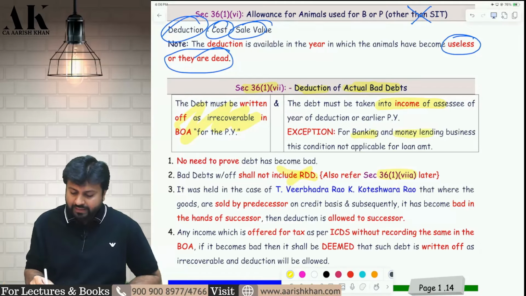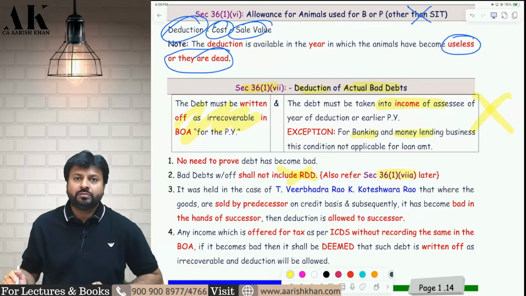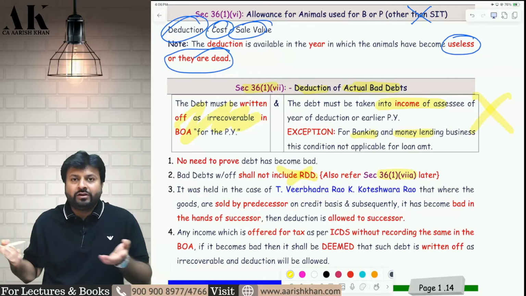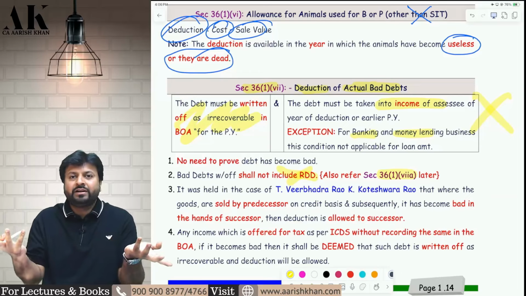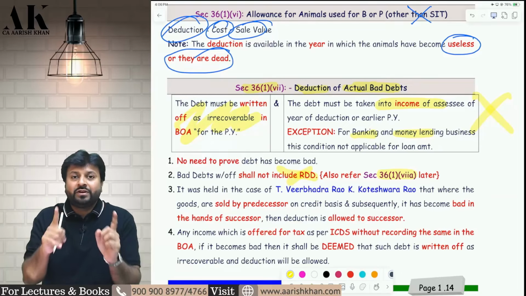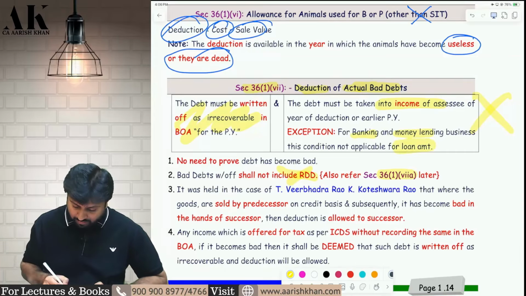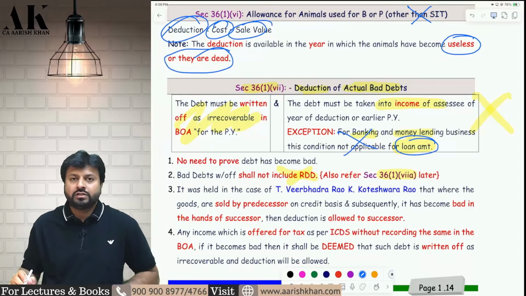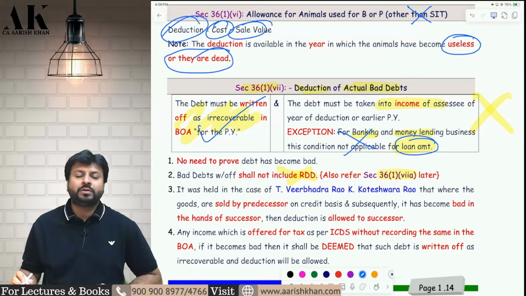But for banks and money lending institutions, that second condition is not applicable. Suppose I am a bank. If I give a loan of 10 lakh rupees to you and you are not paying me that 10 lakh rupees, I have to write off that loan. Now, was that loan part of income earlier? No, it is a part of the balance sheet. It was never a part of income. So for banks and financial institutions, for the loan amount, this second condition is not applicable. For their principal amount, they have to fulfill only the first condition. I hope it is clear to all of you.